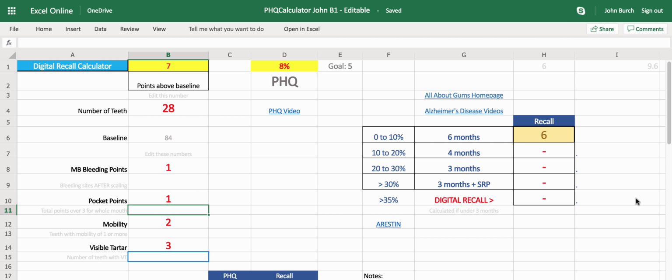Just for the sake of making a financial comment, using this in my very quiet practice has put about $3,500 per month through my practice, not just from scaling and root planing, but from shorter recalls that people are choosing to have, and we feel we're being more responsible.